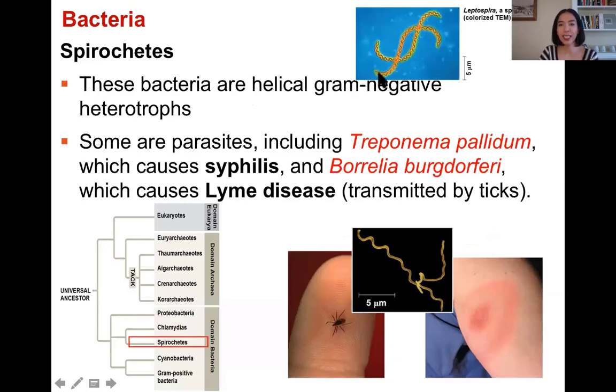Another type of bacteria that has this very cool shape, these spirochetes, have this spiral form. And they are helical, gram-negative, and they are heterotrophs, so they need to outsource their form of energetic carbon. Examples of that are Treponema pallidum, which causes syphilis, and also another bacteria, Borrelia burgdorferi, which causes Lyme disease. It is important to know that the vector is actually ticks, but the actual disease is caused by this spirochete.